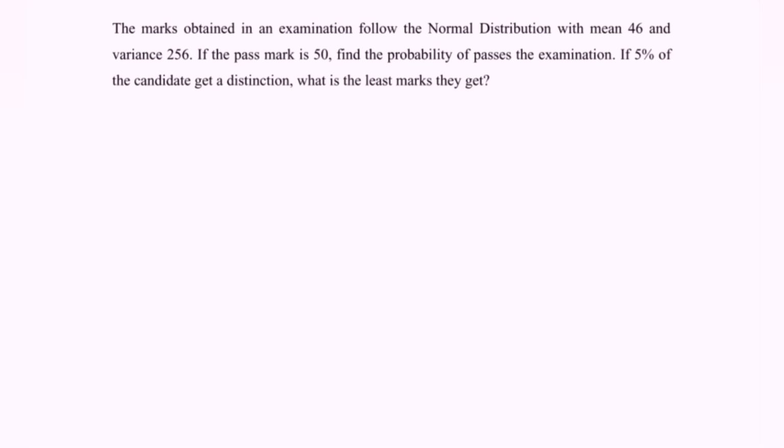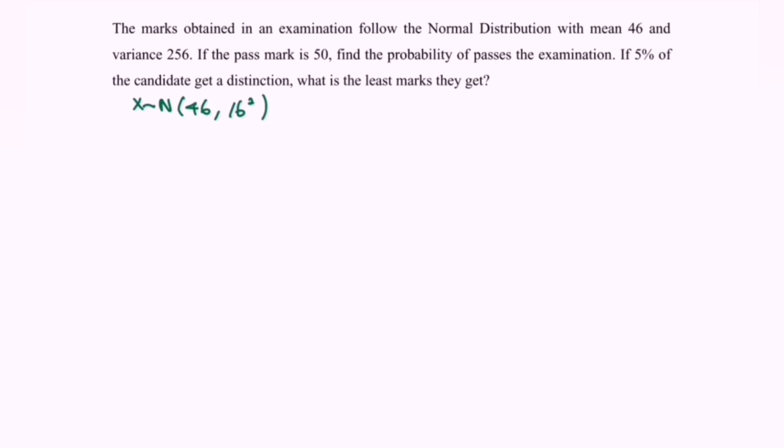In this video, I'm going to discuss the example for special probability distribution. The mark obtained in an examination follow the normal distribution with the mean 46 and the variance 256. So my suggestion is to express the situation for the variance as standard deviation squared, where we will have 16 squared.